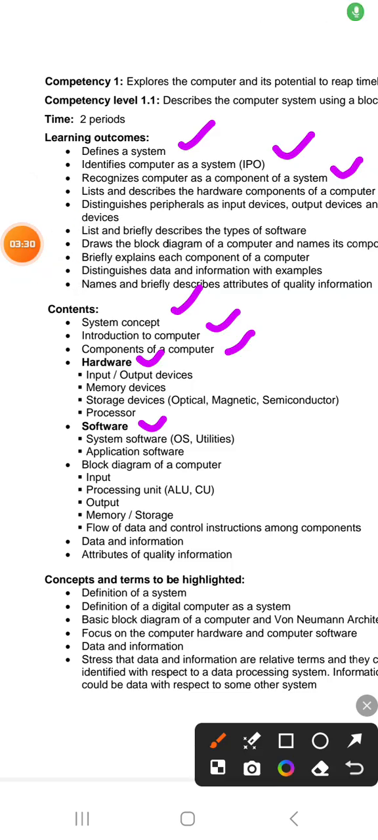The sixth question is define input devices. And then the seventh question is what are the two sizes of keyboard?